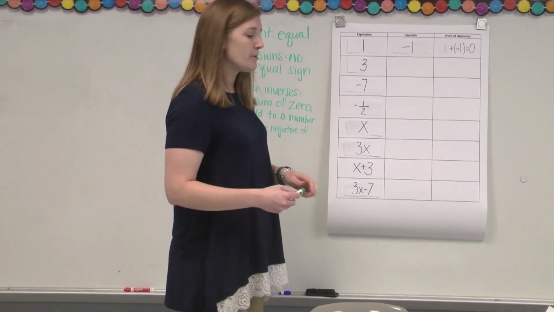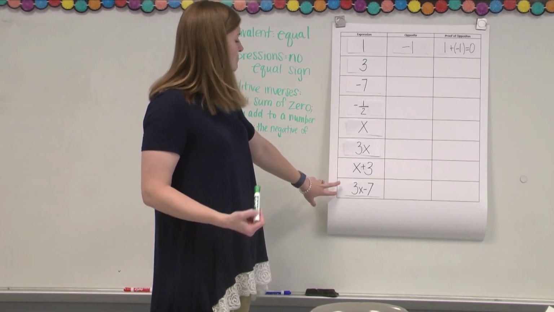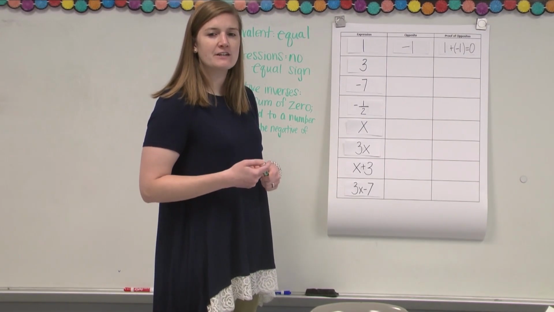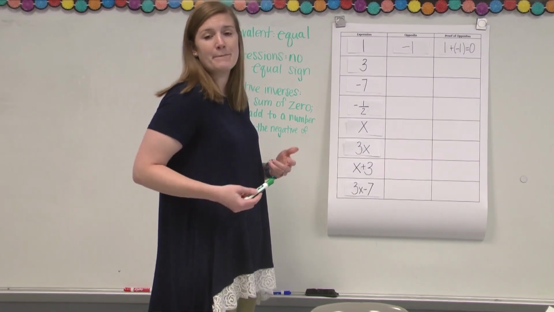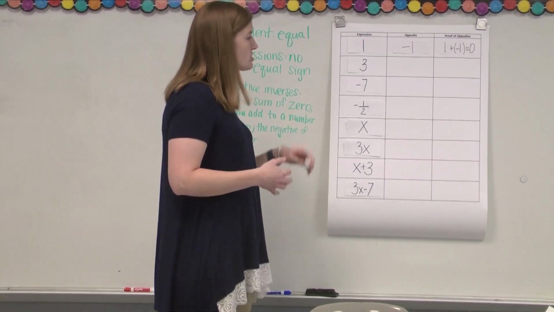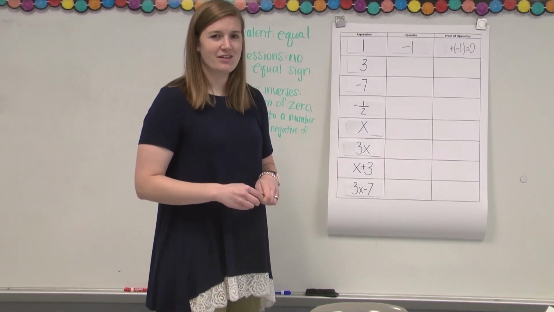In the last two rows here, which say x plus 3 and 3x minus 7, explain how the given expression and its opposites compare to one another. Okay? So I'm going to go ahead and pause, give you a chance to copy that down and fill it out, and then we'll come back together and go over this.